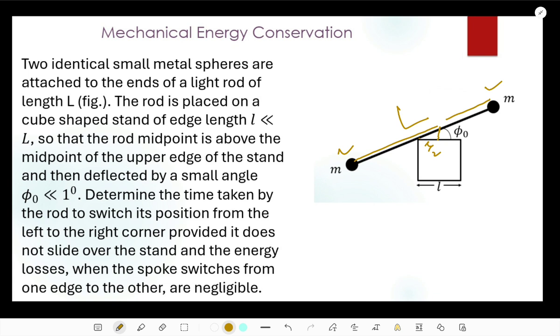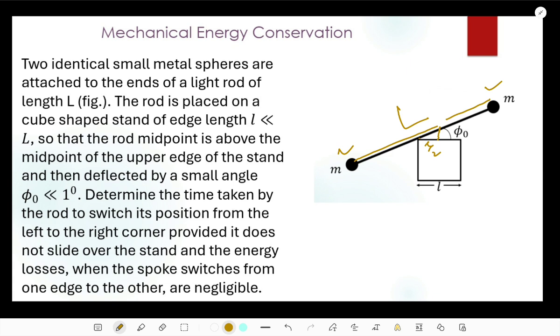Left to the right corner, provided it does not slide over the stand. Thank God. That means sliding friction is absent. That means we can safely use mechanical energy conservation.